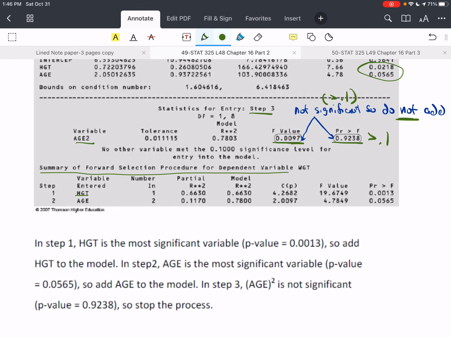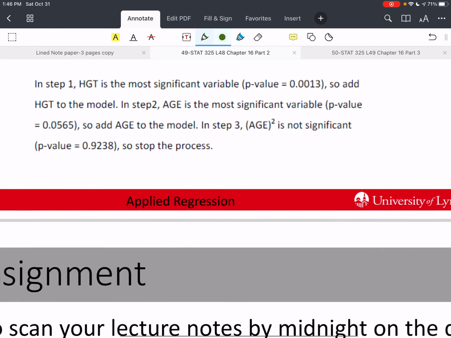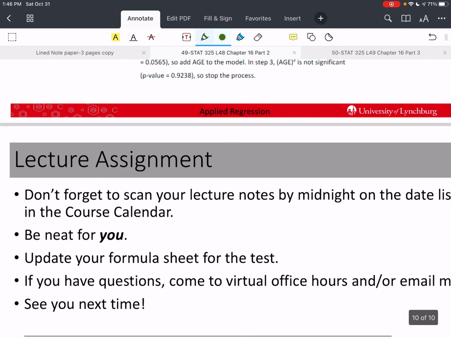Okay, so now we get the summary of the forward selection procedure. Step 1, we added height. Step 2, we added age. We look at the p-value of height and the p-value of age in the model with both of them. They've also given us the Cp and the partial r squared and the model r squared here. So that's it for this video.